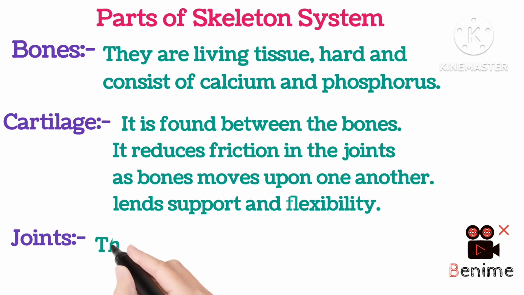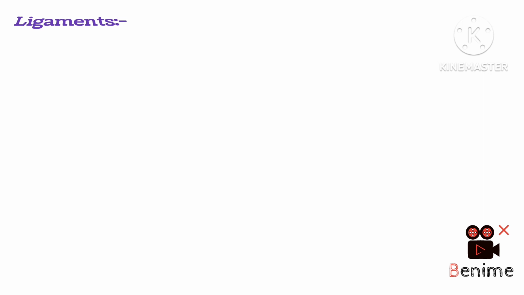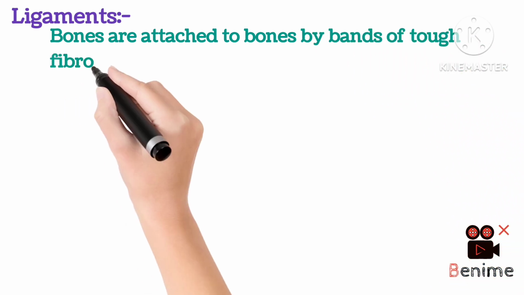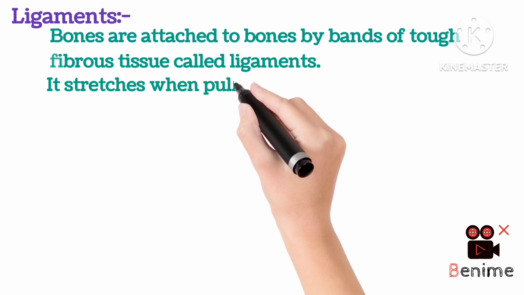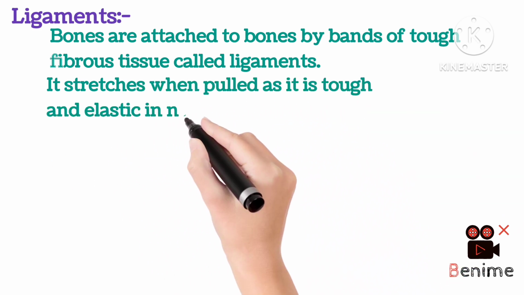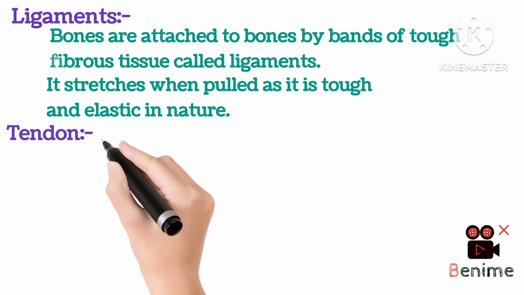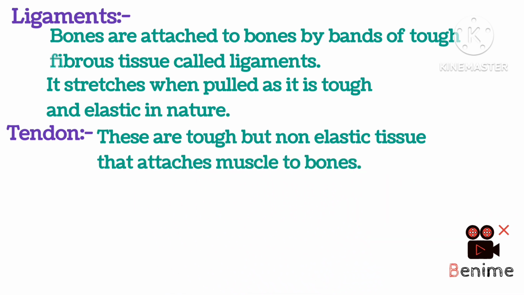Joints. They are points where two bones join together. Ligaments. Bones are attached to bones by bands of tough fibrous tissues called ligaments. They stretch when pulled, as they are tough and elastic in nature. Tendon. They are tough but not elastic tissue that attaches muscles to bones.